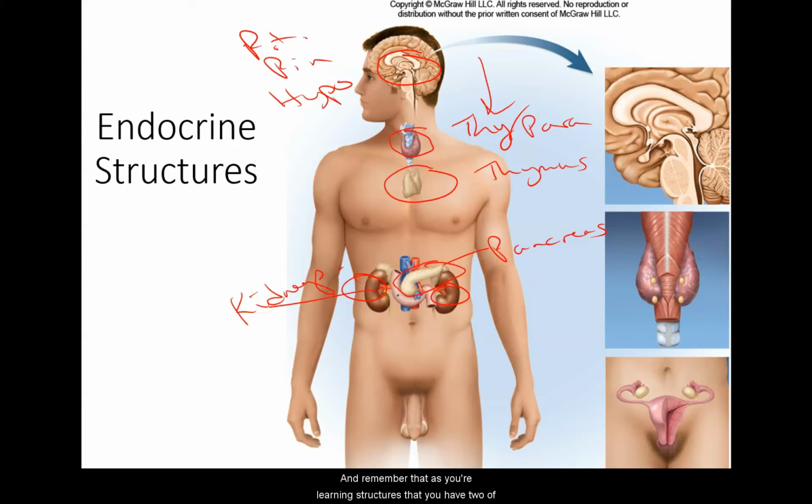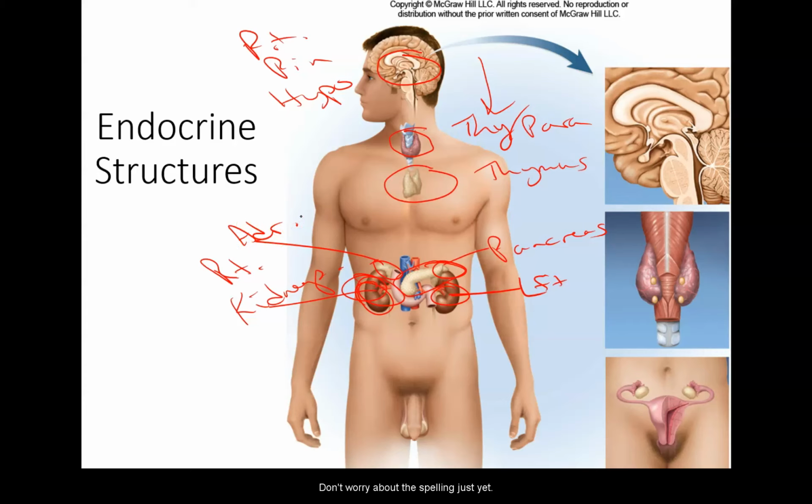And remember that as you are learning structures that you have two of, you need to make sure that you clarify which one you are looking at. So if I was pointing, for example, to this kidney, you would need to make sure and tell me that that is the patient's right kidney, and this one over here is the left kidney. Sitting right on top of those kidneys here and here are the adrenal glands.